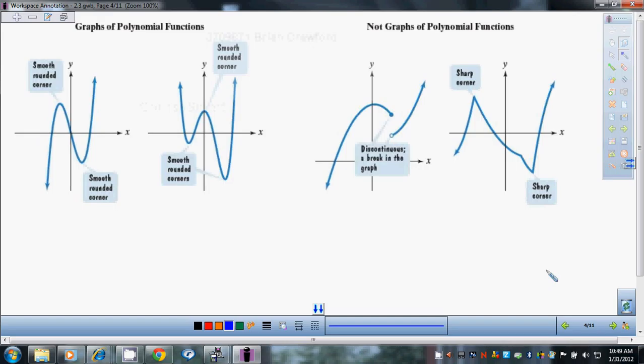We can have an infinite number of terms depending on the degree. But so for instance, this one's probably of degree 3. This one's going to be of degree 4, etc.